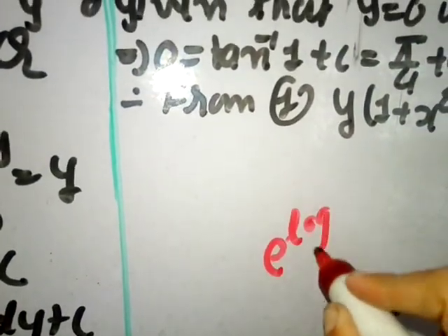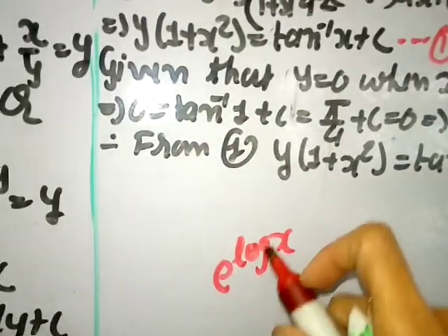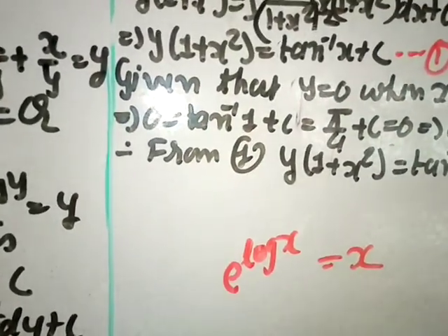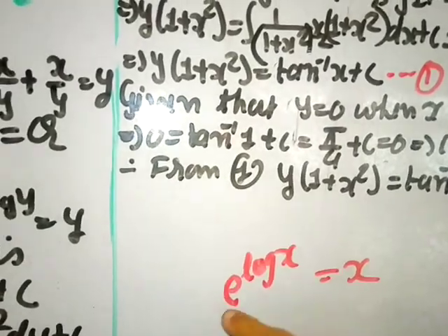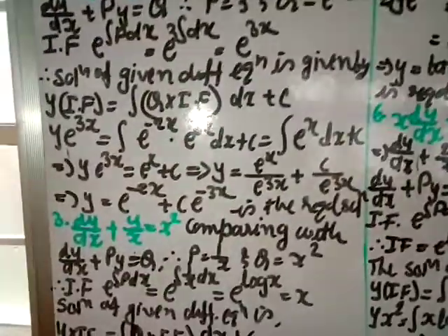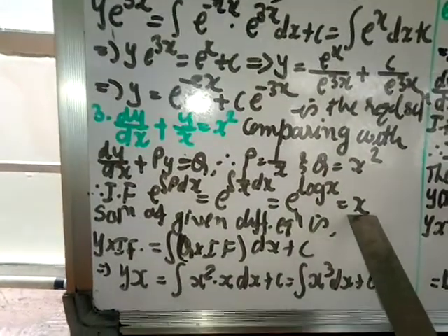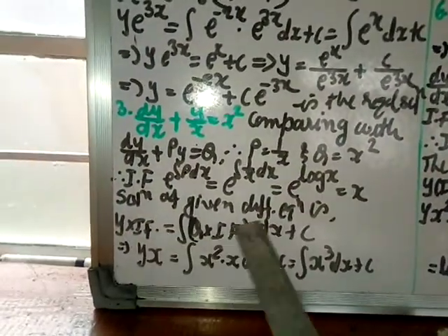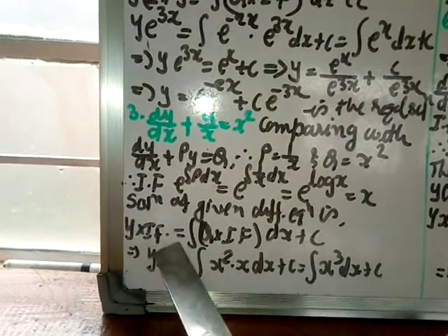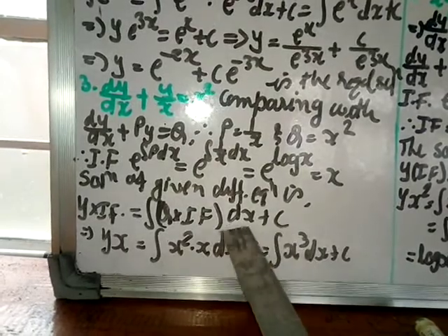This you have to remember, that if you have e to the power log x, then log and e will cancel each other, so answer will be x. So e and log are inverse of each other, therefore when e power log x comes, then e and log will cancel and remains only x. That you have to remember. That is also a property of exponential function and logarithmic function, so this answer will be only x, so integrating factor is x. Now the solution of the given differential equation is y into integrating factor equal to integral q into integrating factor dx plus c.